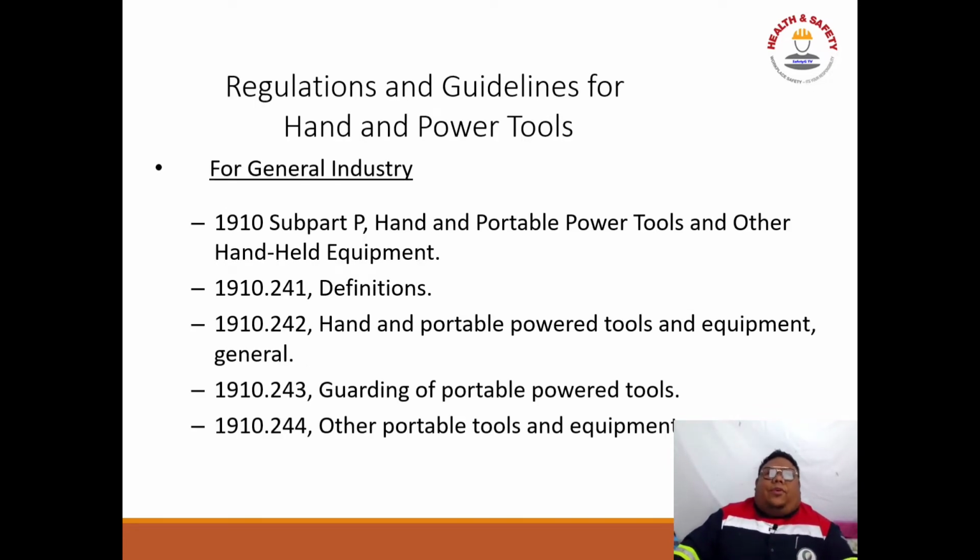Regulations and guidelines for hand and power tools. For general industry, based on 1910 Subpart P, hand and power tools, portable power tools, and other hand-held equipment. Number two is 1910.241, definitions. 1910.242, hand and portable powered tools and equipment, general. 1910.243, guarding of portable powered tools. 1910.244, other portable tools and equipment.